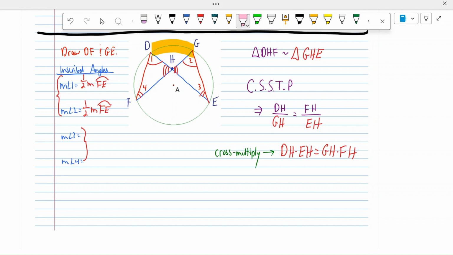Look back at your drawing. DH times EH, so the two segments that make up this chord multiplied by each other, is equal to GH times FH, the product of those two chords.